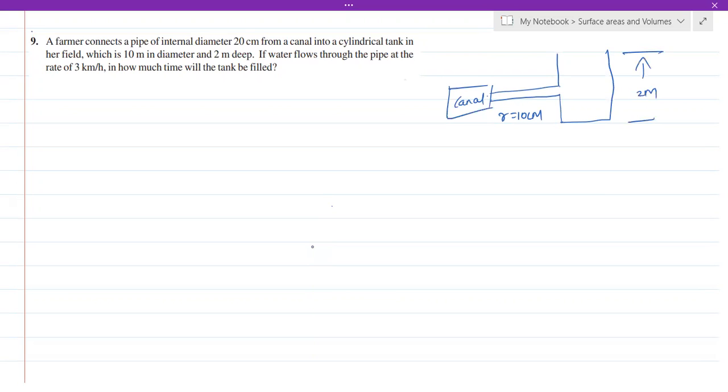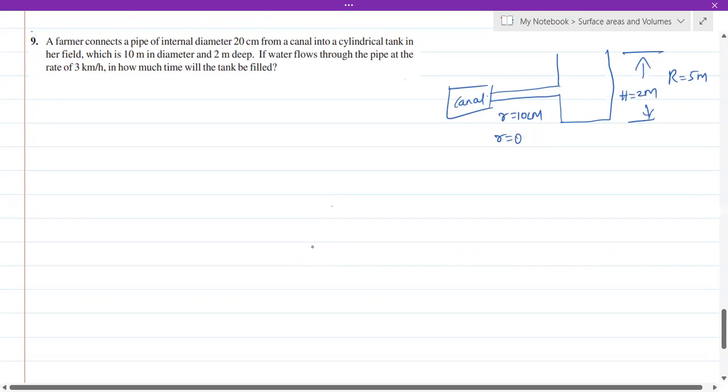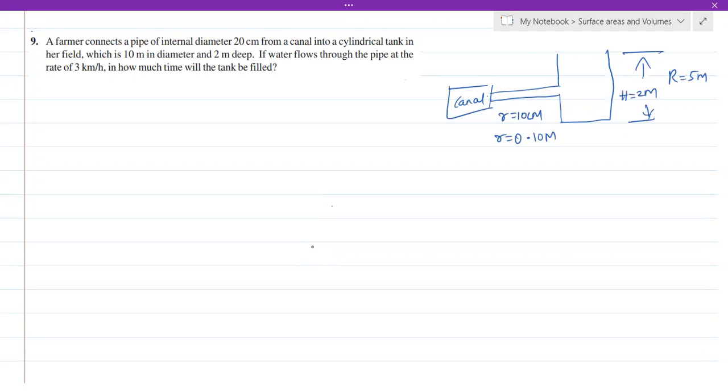Let's take it as capital H. And the diameter is 10 meters. So the radius will become 5 meter. So this radius, which is in centimeter, let's convert into meters. So it becomes 0.10 meter. Okay. So 10 centimeter will become 0.10 meters. So everything is converted into meter.